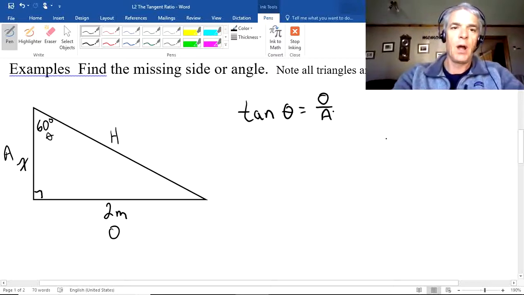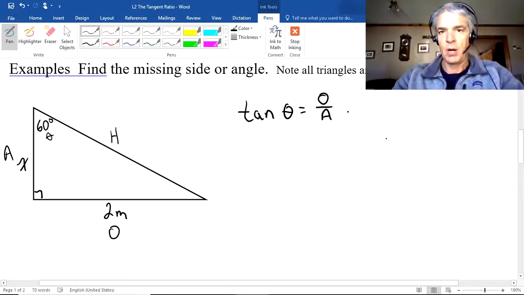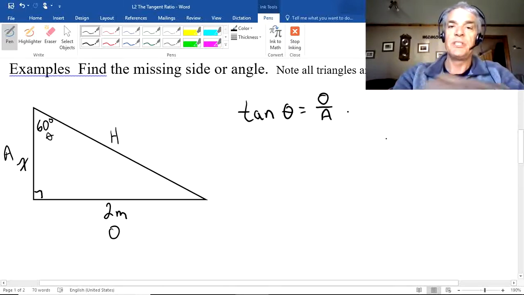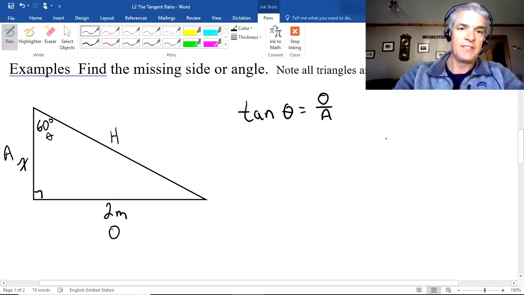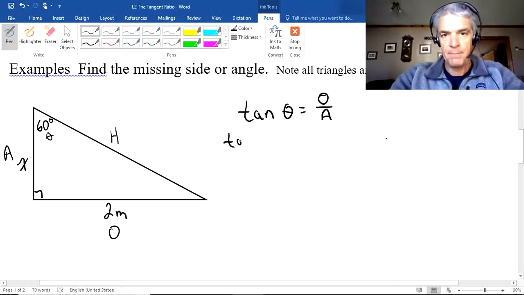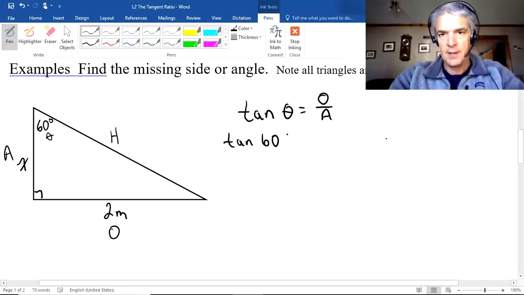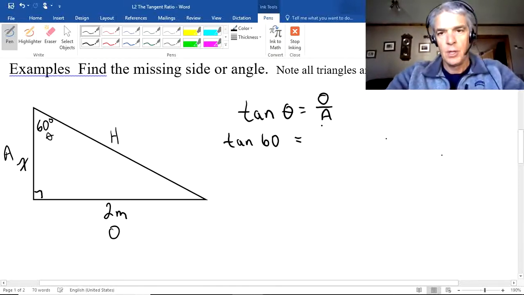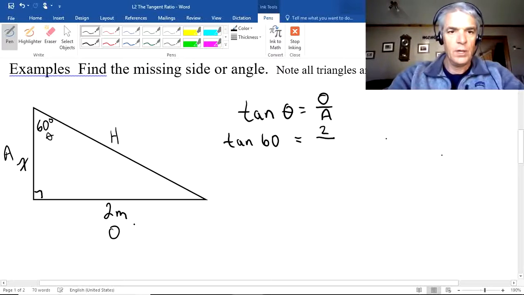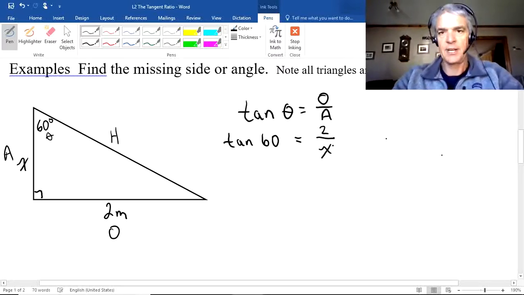And you have seen me ask you to do this before. This is going to get you a mark. You're going to get a mark for putting these labels of A, O, and H on. You get a mark for this. And now what we do is we substitute in whatever values we have. So do we have a value for theta? Sure do. We have 60. So it's tan 60 equals opposite 2 over adjacent, which is x. So I put in x here.